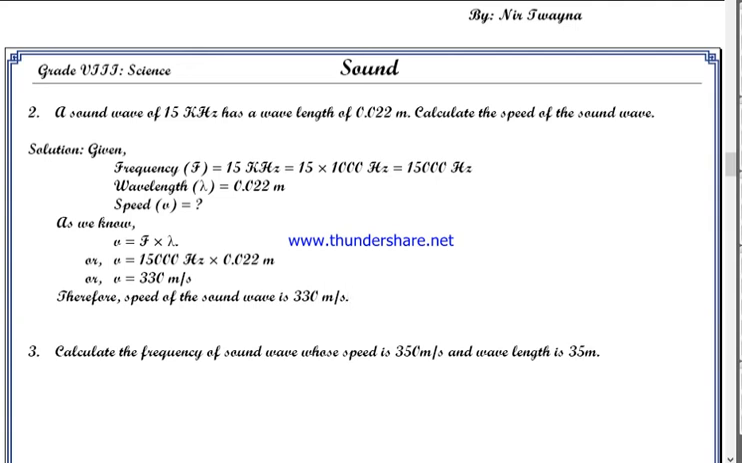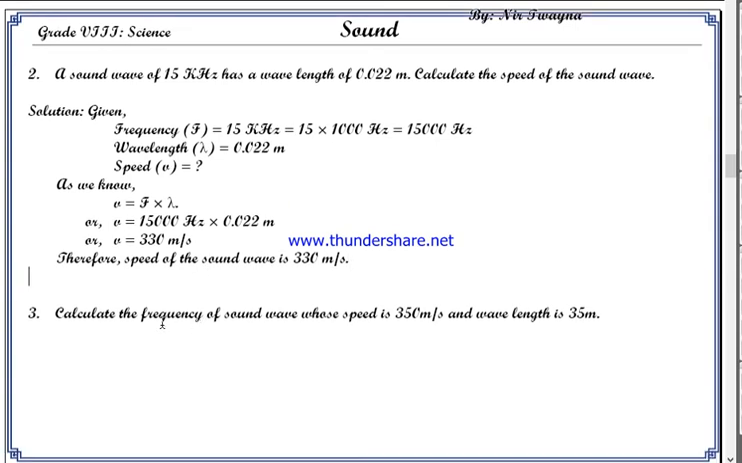This one. Now can you do the third one or not? See, calculate the frequency of the sound wave. Now frequency is not given to you. In the previous two questions, frequency was given. You needed to calculate velocity. But now you need to calculate frequency when speed is given and wavelength is also given. Okay, do you think you can do it? I hope you must be able to do it.